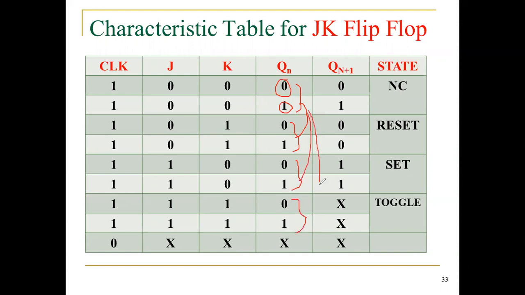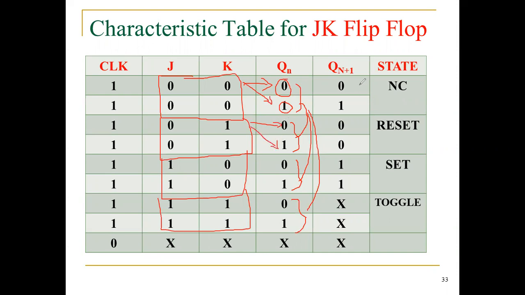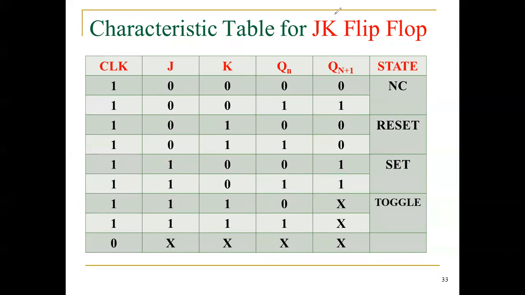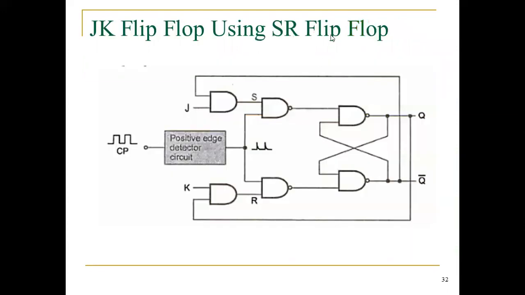So by considering the JK input as 0 0, or 0 1, or 1 0, or 1 1, I initially assume the previous state as either 0 or 1. Similarly for all the states, I make the assumption and observe what the output will be. That's all the operation. Now I'm moving to the operation.